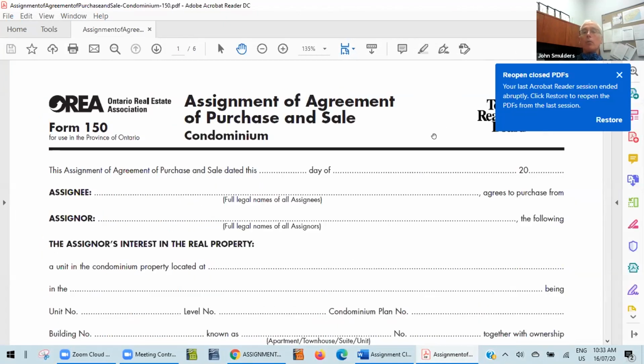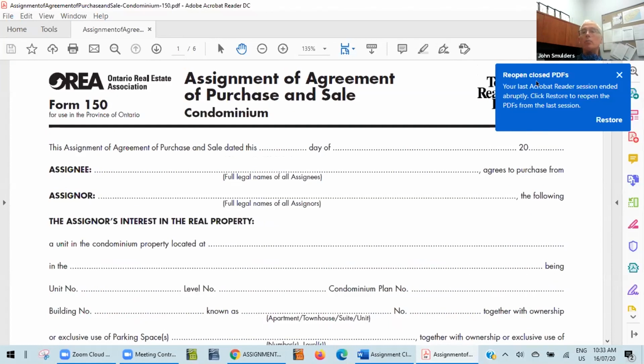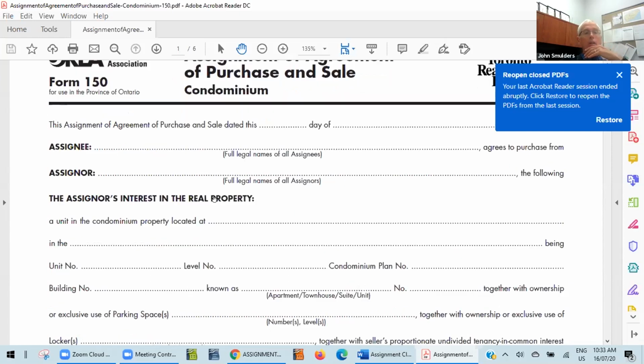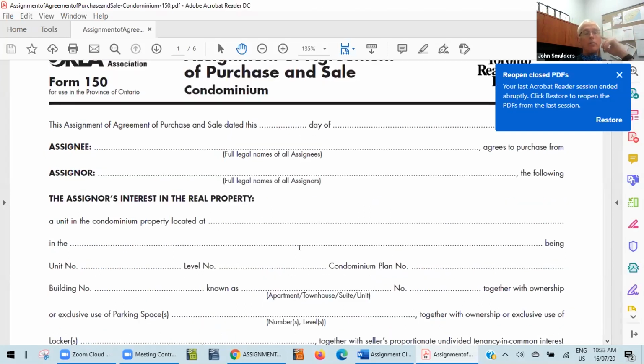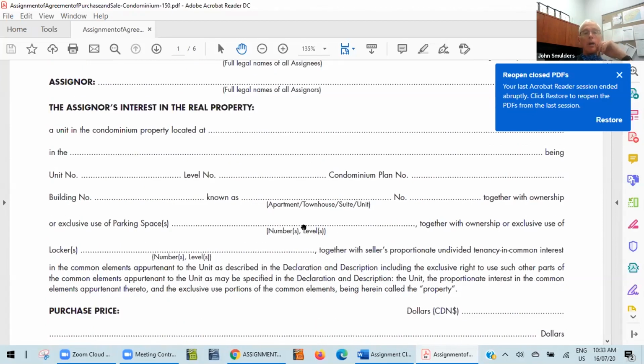Here is Form 150. This is the assignment agreement of purchase and sale. So, pretty normal. This should look pretty normal to people. Dated, assignee, assignor, assignor's interest in the property. It's pretty much a lot like a condominium. You've got the regular stuff, unit number, level number, condominium. The other form is Form 145, which is for a sale of a house. Looks pretty similar as well. Are there parking spaces? Are there lockers?